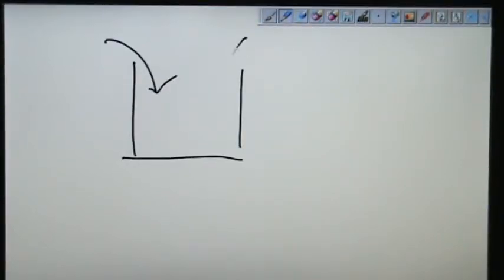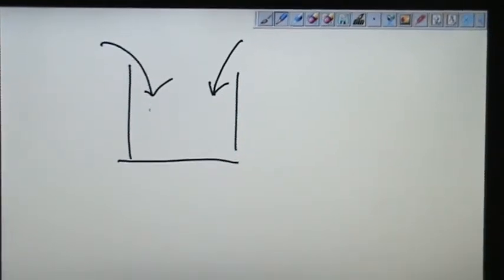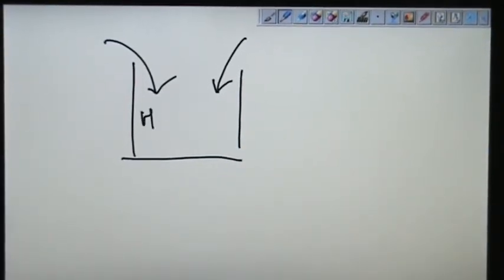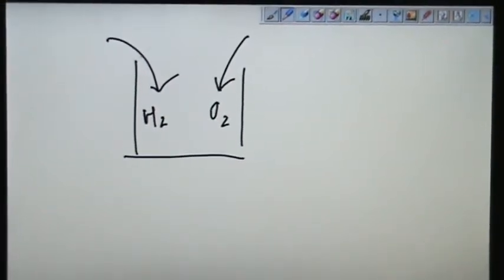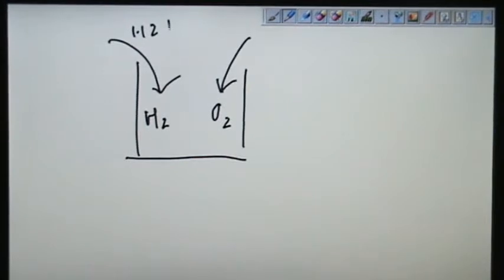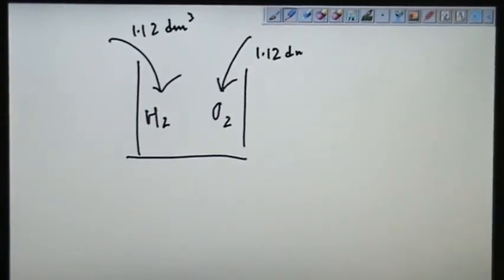This one sounds interesting because we have a combination of two things. Two things put into container. Okay, first thing is hydrogen gas. Second thing is oxygen gas. And both also have the same volume, 1.12 dm cube. This is also 1.12 dm cube.